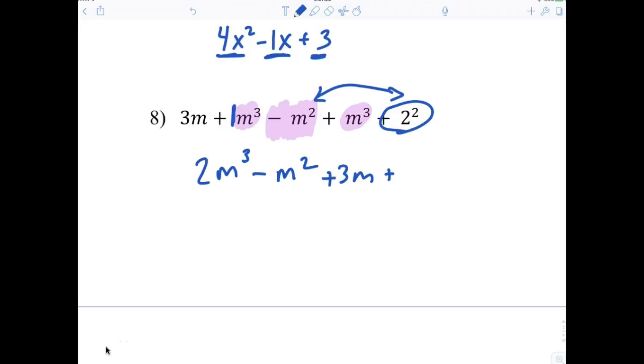And now, is anybody having a hard time with why I put plus 4? No, because 2 to the power of 2 is 4. Brilliant, guys. All right, brilliant. Come on, tell me. Ask me a question.